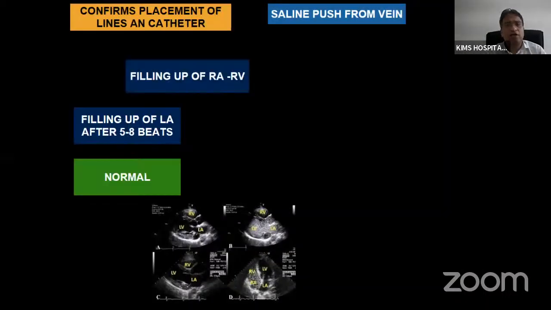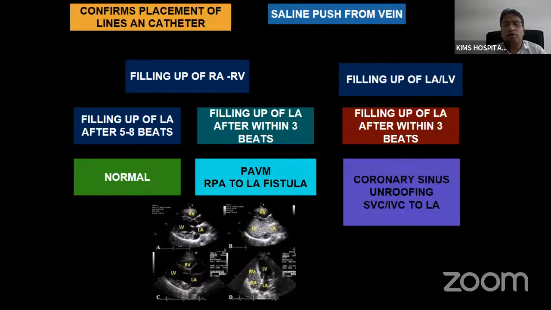If you are unable to find the cause of the cyanosis, do put an IV injection on the right or left side. If you put the IV injection on the right side and push saline, you will see the filling up of the RA, RV, and then the LA will fill, and then it will go to the lung after 5 to 8 beats. This is normal. But if the LA fills within 3 beats, that means there is either a large shunt present, but suppose there is no ASD, that means the RPA is suddenly coming to the LA.